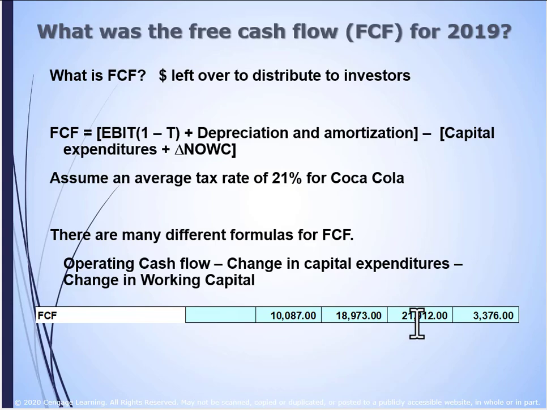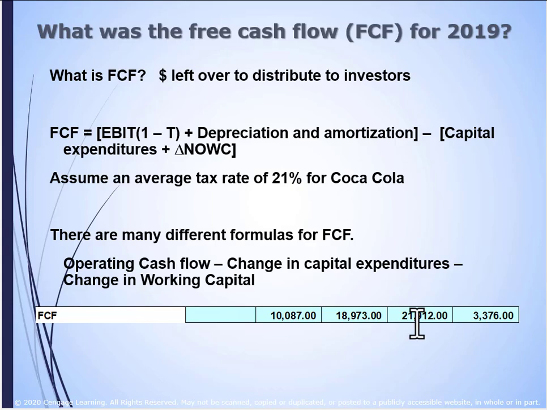Who are the investors of a corporation? Creditors and shareholders. So from this free cash flow, we need to pay interest to our creditors and we need to pay off our debt as it comes due. We also need to pay dividends to our shareholders and possibly repurchase shares from our shareholders. So there are really only four things that fall into this category of what free cash flow is for.